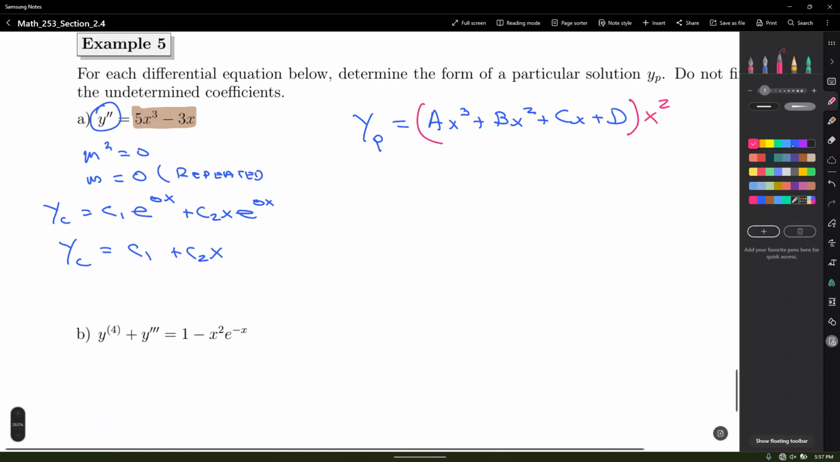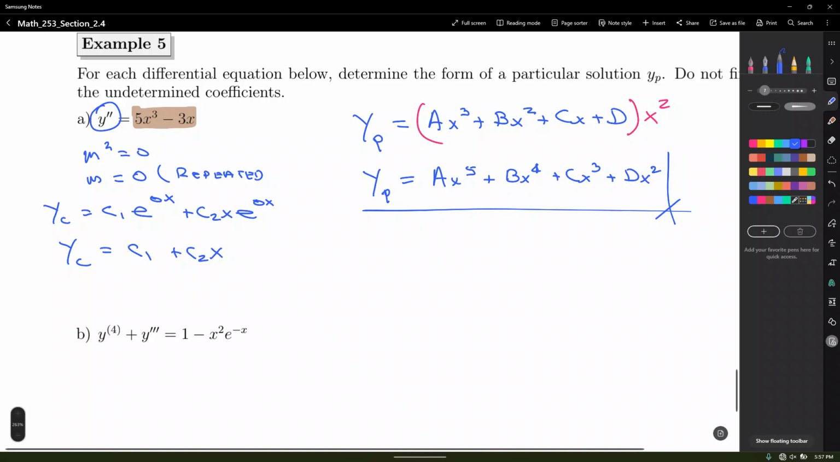So this should work. So y sub p equals ax to the fifth power plus bx to the fourth power plus cx cubed plus dx squared. With this, it's easier to see that none of these terms right here are duplicates of the homogeneous solution here. All right?